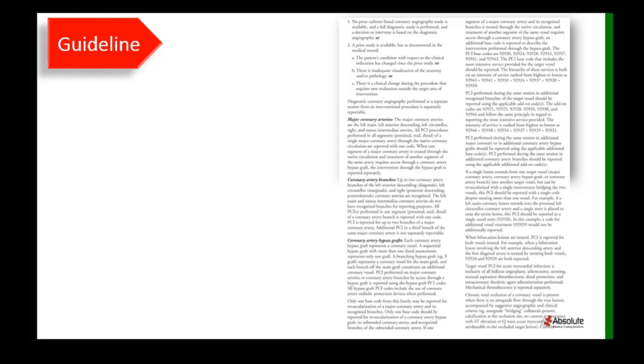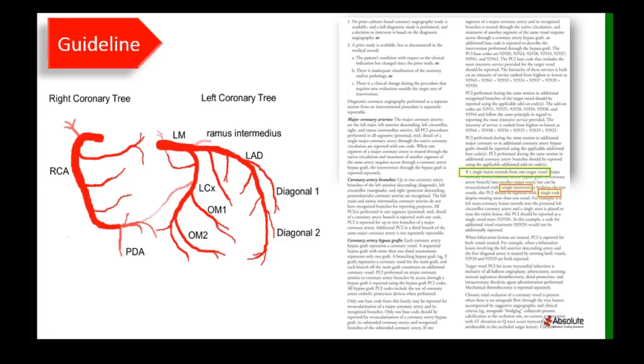Okay, so we have a couple of more guidelines I'd like to show you. Now, this guideline reads, if a single lesion extends from one target vessel, so that's a major coronary vessel, and then it extends into another target vessel, then you just use one code. All right? So it's a single intervention and you use a single code. Now let me show you.